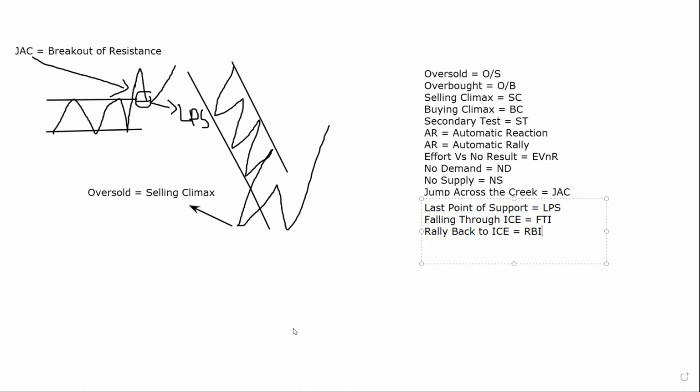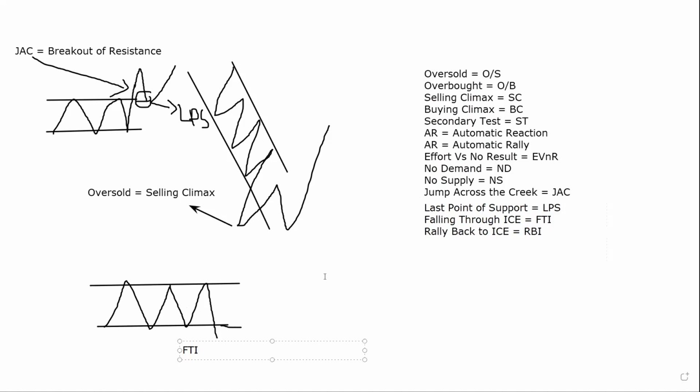Now if I want to say this is support and resistance, you know that, right? The upward is resistance, this is support. Once we break the support, we call it falling through ice, FTI. Then once we test this region again, the broken support, and then we go down, this is known as rally back to ice, RBI. Got it?